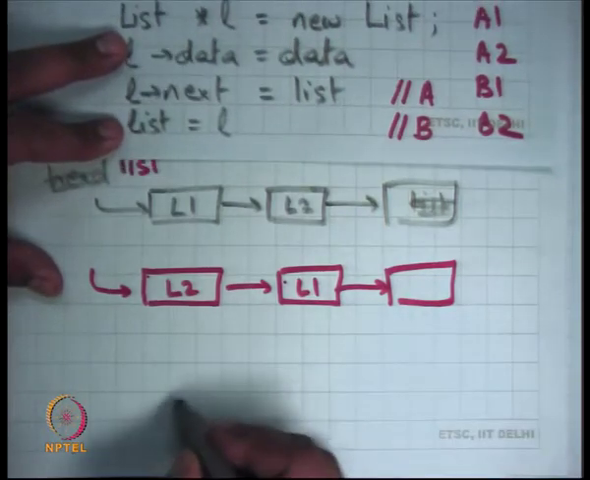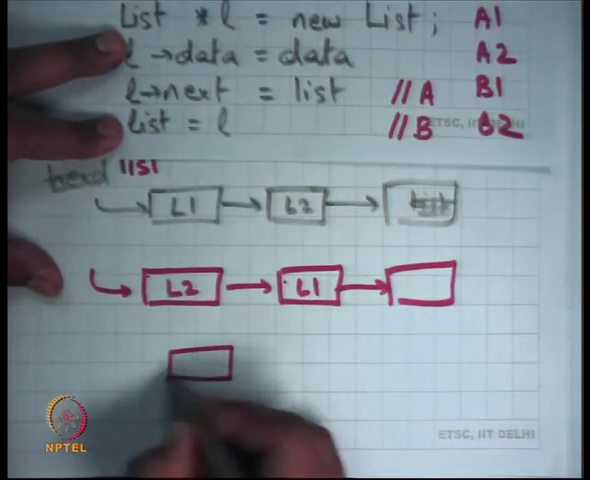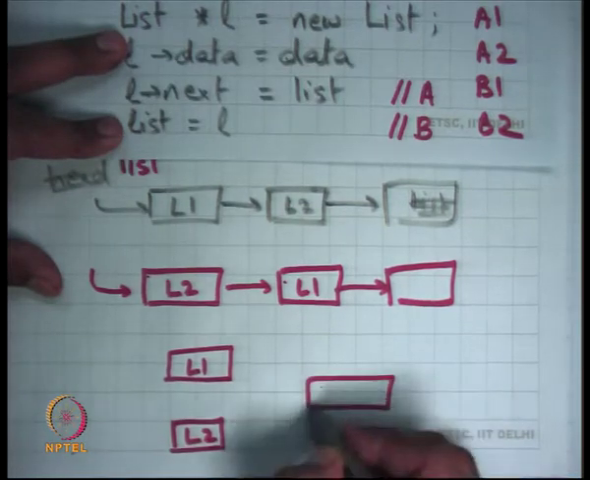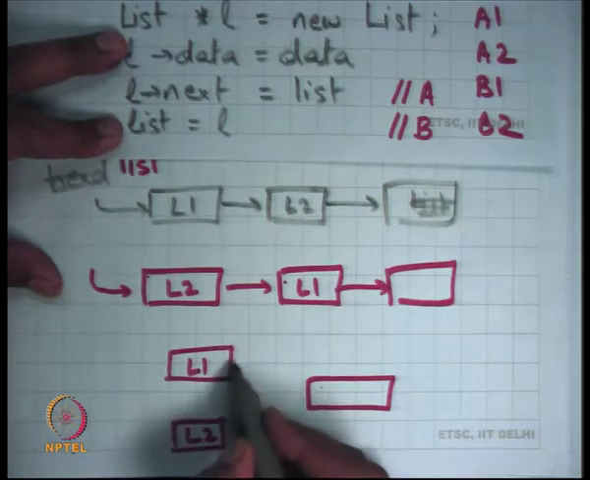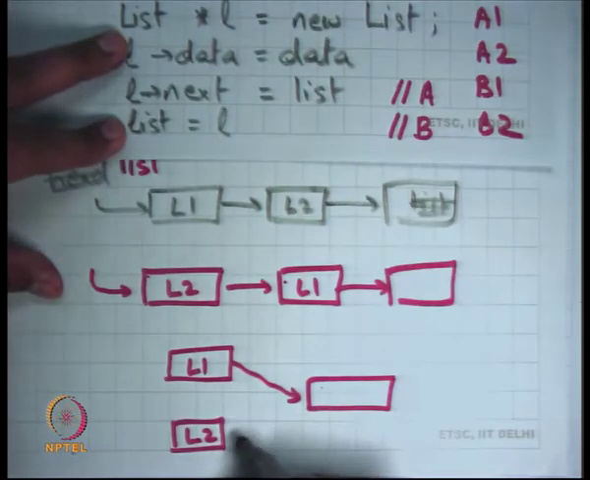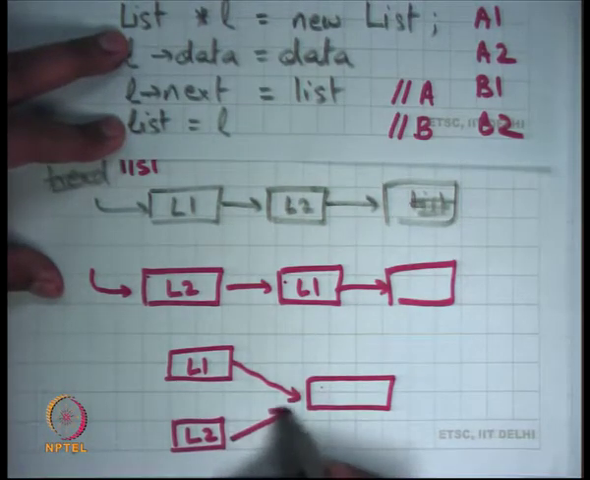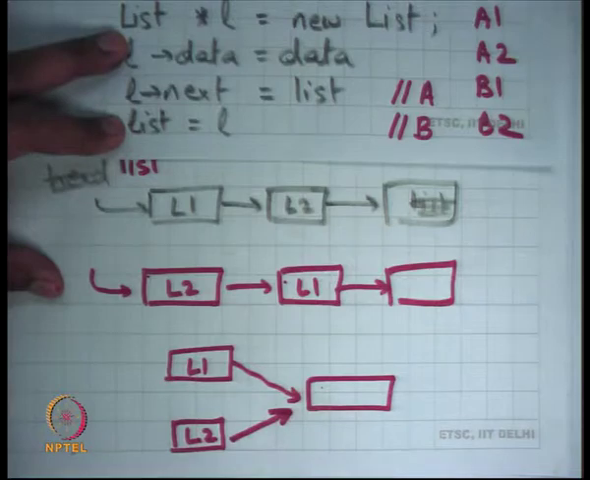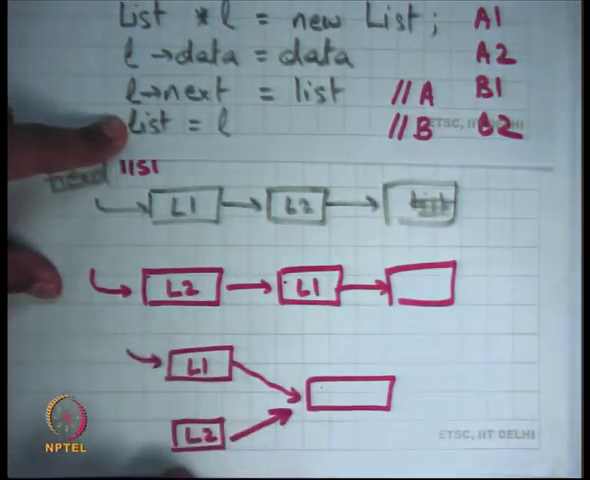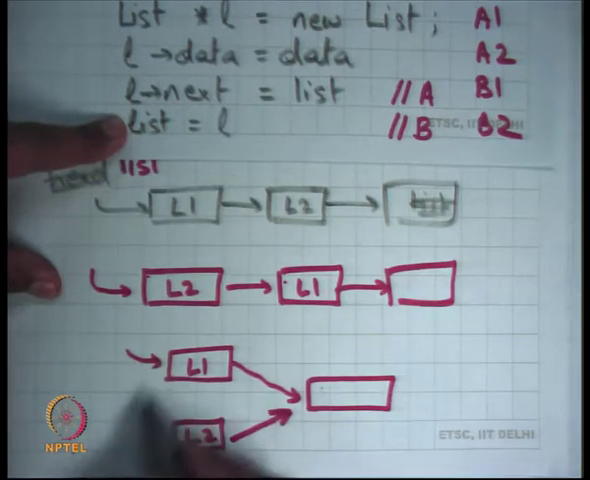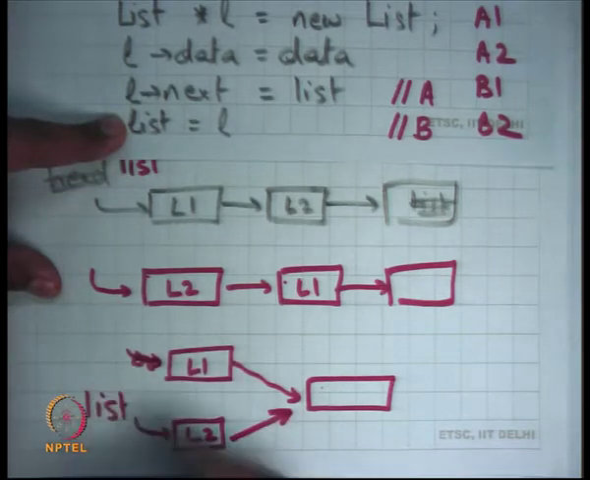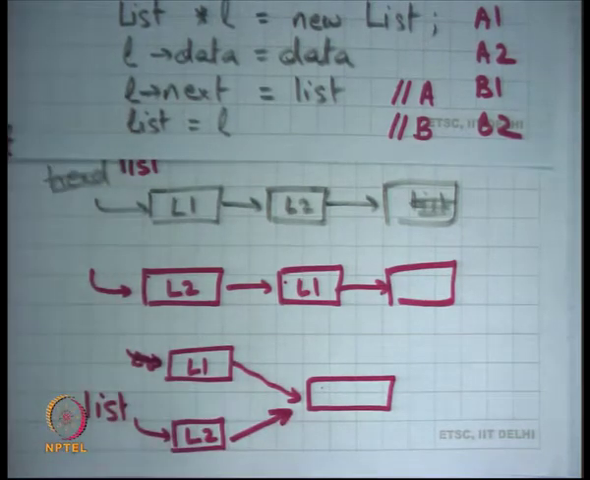Let's say there are going to be two elements, L1 and L2, and you have a list originally. L1 is going to say I want to point to list, so he's going to point to list. Then A2 is going to execute, so thread 2 is going to say I want to point to list, so he's going to point to list like this. And now B1 is going to execute, so he's going to say list is this, right, and now B2 is going to execute, and so he's going to say, oh, list is this, and so the ultimate structure I have is something like this, right.